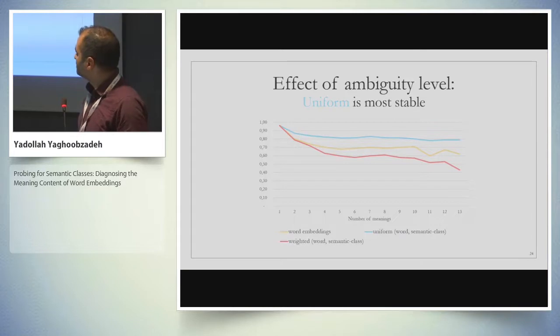Here we analyze some other factors that are important in the prediction. Ambiguity level is basically how many meanings a word has. As you can see, if a word has one meaning, then the extraction quality is very high, but it is actually pretty stable. Especially uniform is pretty stable. So we can say that it can represent many meanings, 10, 13 meanings, and it has quite stable results.